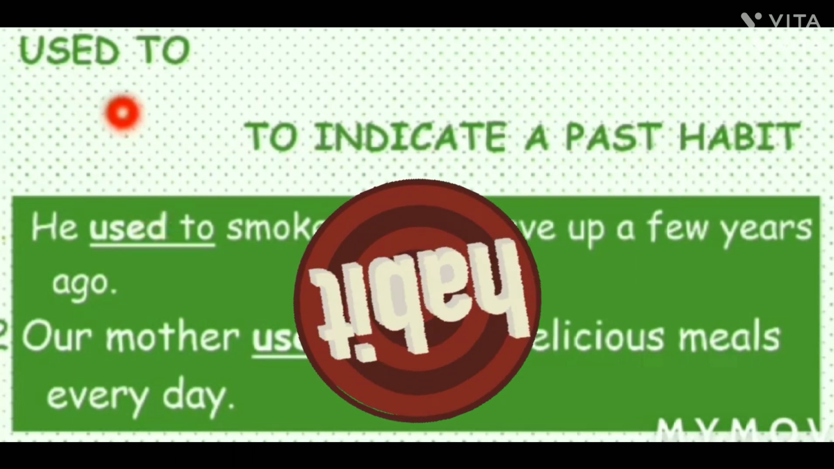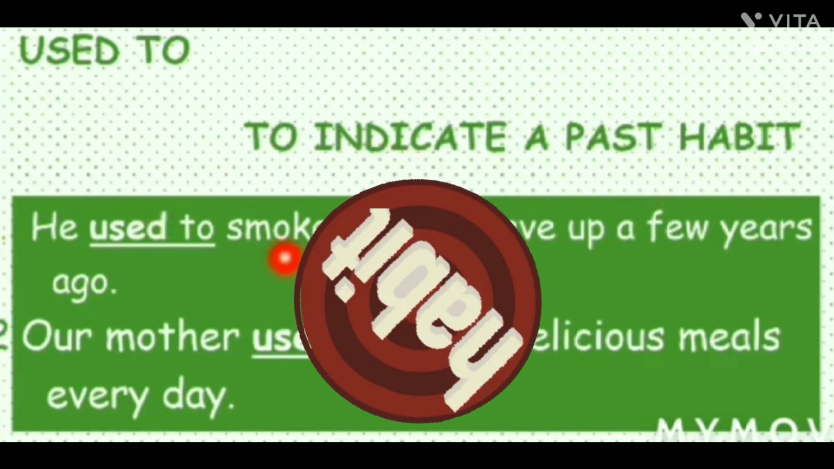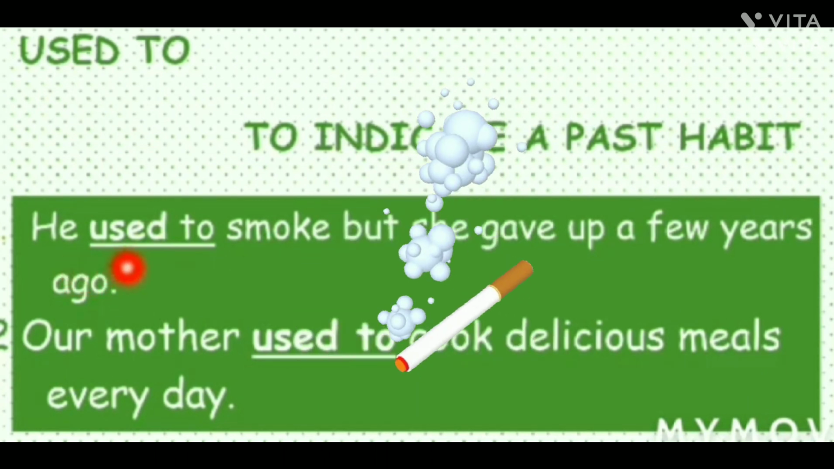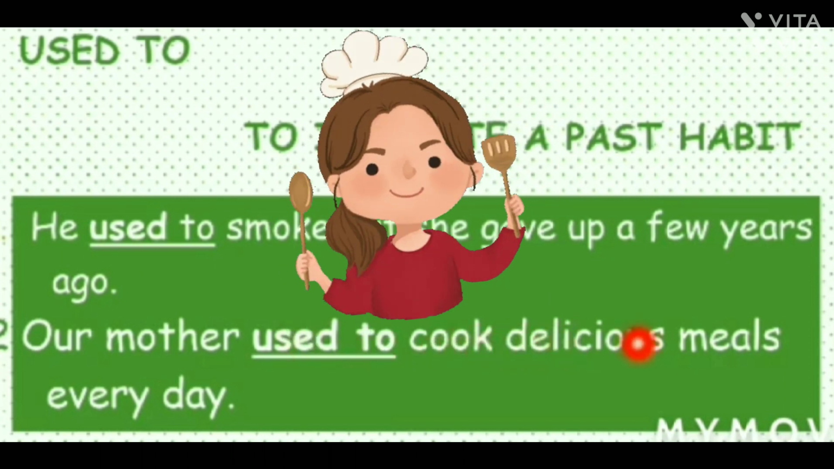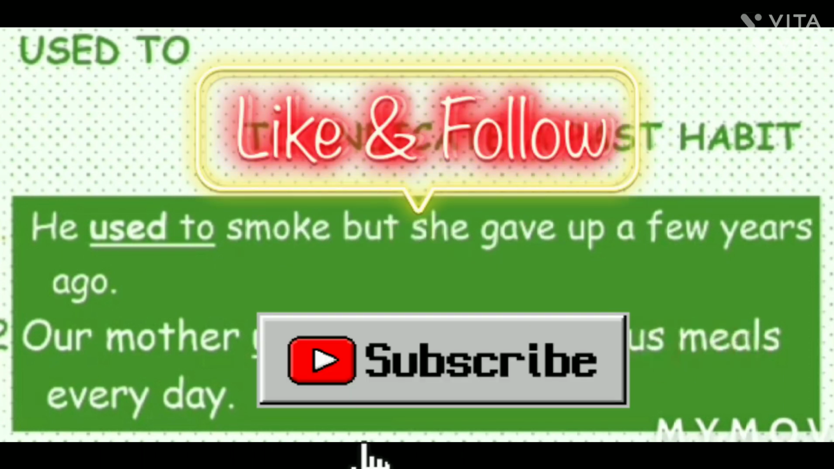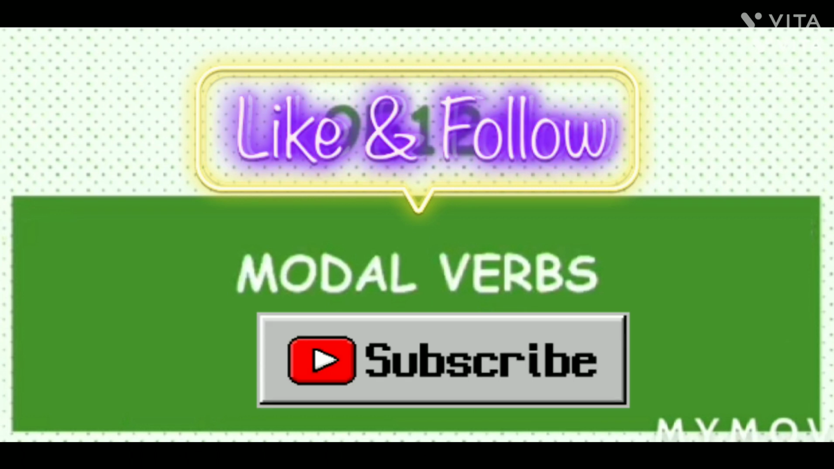Used to is used to indicate past habit. For example, he used to smoke, but he gave up a few years ago. Our mother used to cook delicious meals every day. That is all about modal verbs.